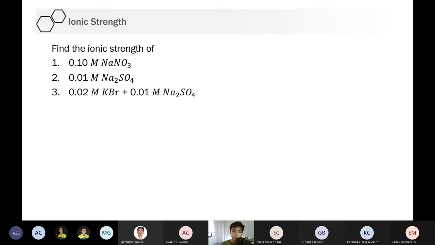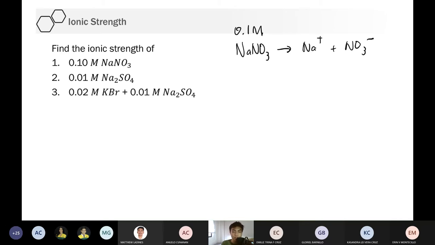So paano natin kukunin yung ionic strength niyan? So, ano unang gagawin natin? You dissociate your sodium nitrate into ions. No? Yun yung mangyayari sa ions natin pag nasa tubig, di ba? Maghihiwalay sila into cation and anion. So, let's show the dissociation reaction. So, it will produce sodium ion and nitrate anion. Tig-isa lang. If the concentration of sodium nitrate is 0.1 molar, what will be the concentration of the other species?